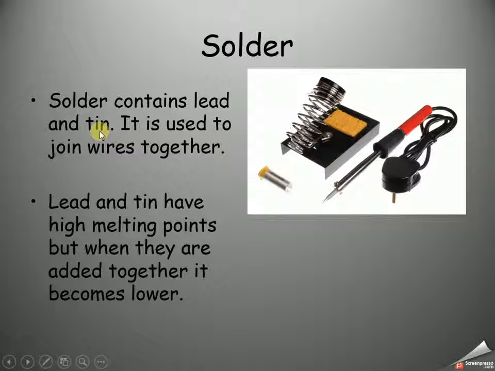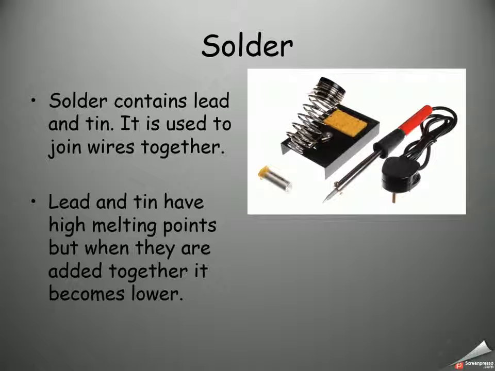The odd thing is that lead and tin on their own have really high melting points. Melting point means the temperature at which it turns from a solid into a liquid. If you try and heat lead on its own, high melting point. If you try and heat tin on its own, high melting point. Mix them together, melting point becomes a lot lower. Why is that useful? That means you can melt it really easily with a soldering iron, and it turns into a liquid. While it's still a liquid, you can put it next to two wires, and once it cools down, it will join the wires together. So that is solder.